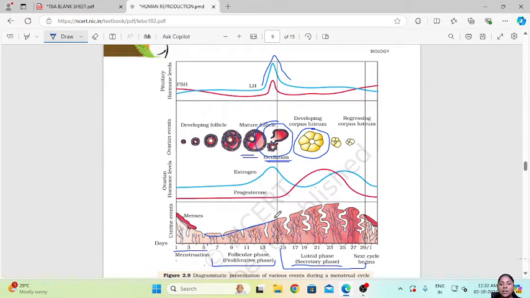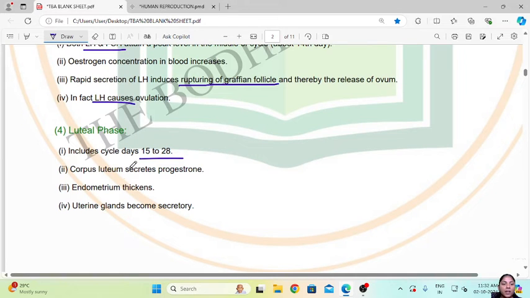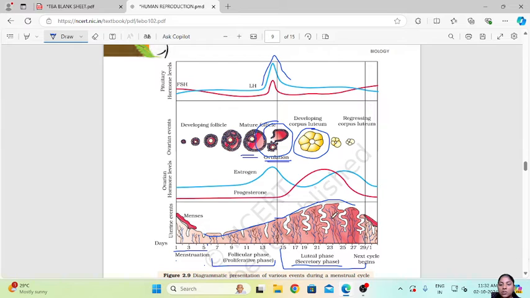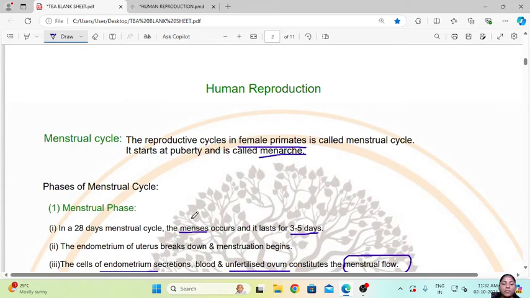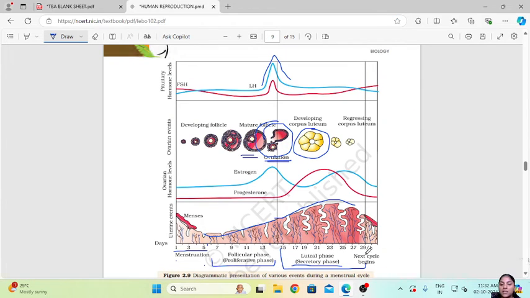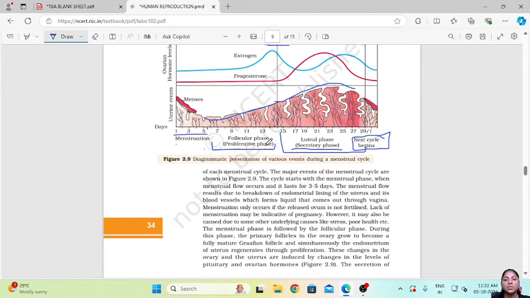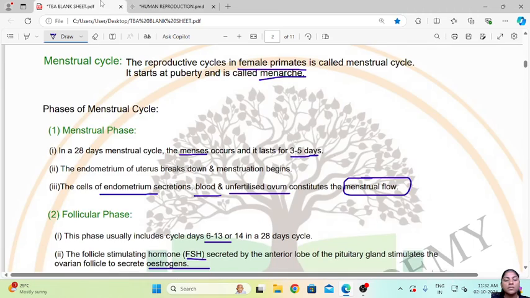As we can see, the endometrium is going on thickening and the uterine glands become secretory. Then after this luteal phase, again the menstrual phase will come and the menses will begin. So the next cycle begins with the menstrual phase. So this is all in today's video.